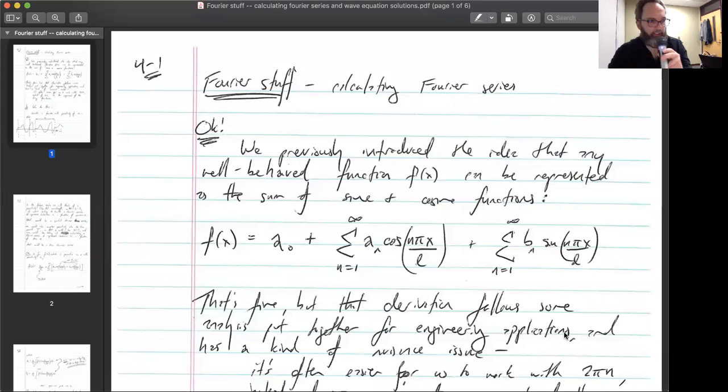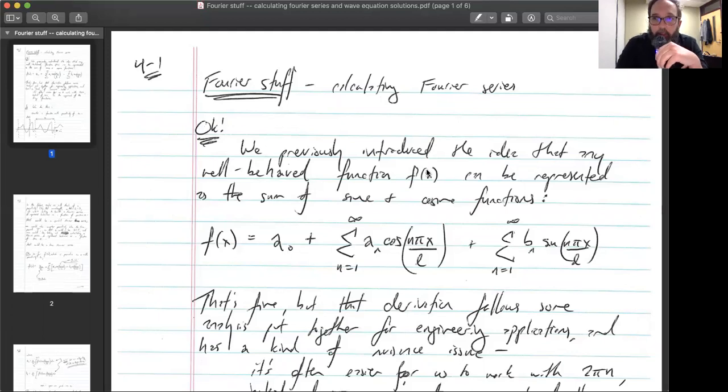Okay, Fourier stuff, calculating Fourier series. So we previously introduced the idea that we could take any well-behaved function, f of x, which is to say any function that obeys the Dirichlet conditions. And you don't need to worry about what they are because the functions we're going to be studying are based on real phenomena. So I don't have to worry about whether or not they have a finite number of removable discontinuities or whatever the requirements are, because a string does not have discontinuities.